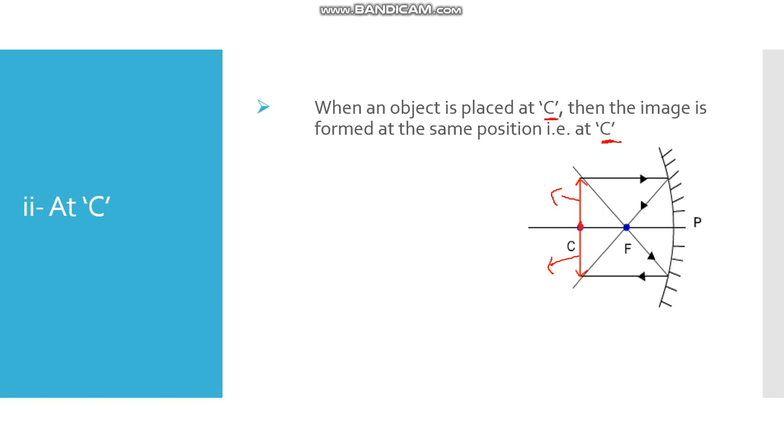At the common point, the object is placed and also the image is being formed. Okay, so now we have to tell about its characteristics, that what is its size as compared to the object and what is its nature. So the size is same.